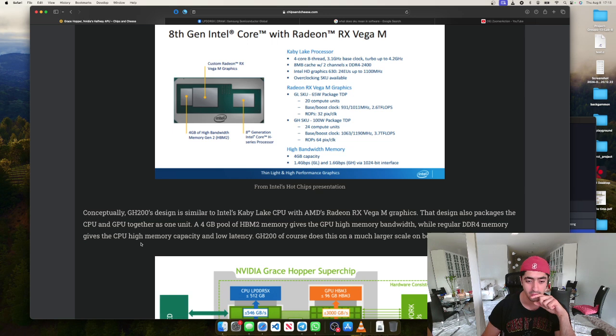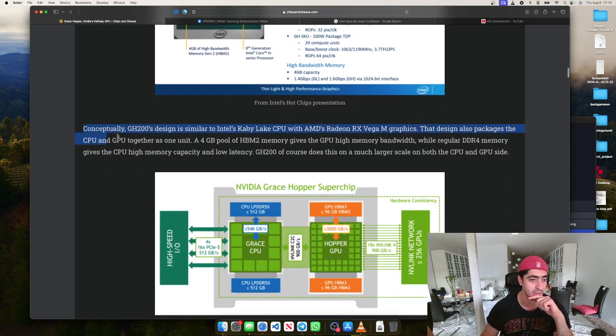Alright, let's continue. We'll probably figure it out by the end of the article. Conceptually, GH200's design is similar to Intel's Kaby Lake CPU with AMD's Radeon RX Vega M graphics. That design also packages the CPU and GPU together as one unit. A 4GB pool of HBM2 memory gives the GPU high memory bandwidth, while regular DDR4 memory gives the CPU high memory capacity and low latency. GH200 of course does this on a much larger scale on both the CPU and GPU side.